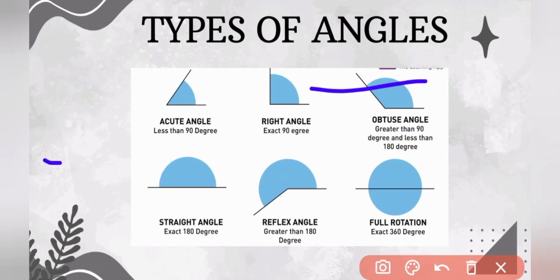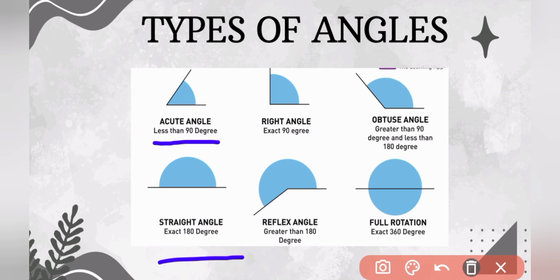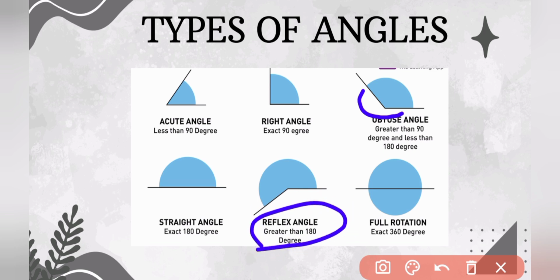So we have an acute angle, which is less than 90 degree, a right angle exactly 90 degree, an obtuse angle greater than 90 degree and less than 180 degree, and a straight angle exactly 180 degree, which means it is just a line. Reflex angle: you can see there is an obtuse angle and this angle is said to be the reflex angle. Here, this is also a reflex angle. Full rotation means 360 degree. It's a circle.